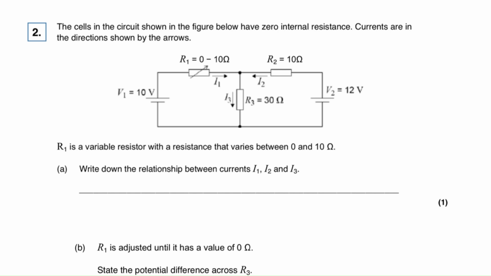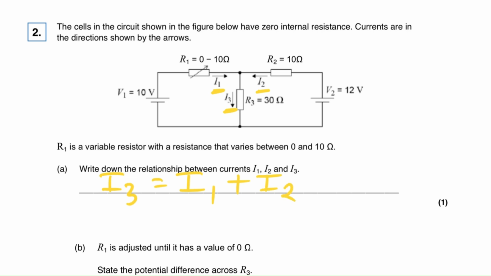R1 is a variable resistor with resistance that varies between 0 and 10 ohms. Write down the relationship between I1, I2, and I3. Well, that's not difficult. I3 is basically I1 plus I2. The currents that go into a point equal the current that comes out. That is essentially conservation of charge.